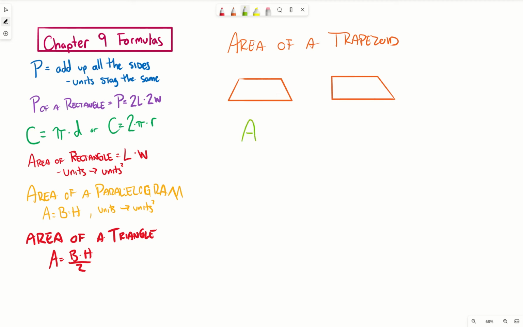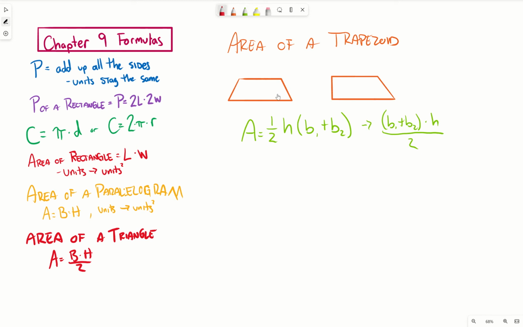Our formula is area equals 1/2 of the height times base 1 plus base 2. Another way you can write this, and the way that might be easier, is base 1 plus base 2 times the height, all divided by 2. So either one of these are going to be what we're looking at.